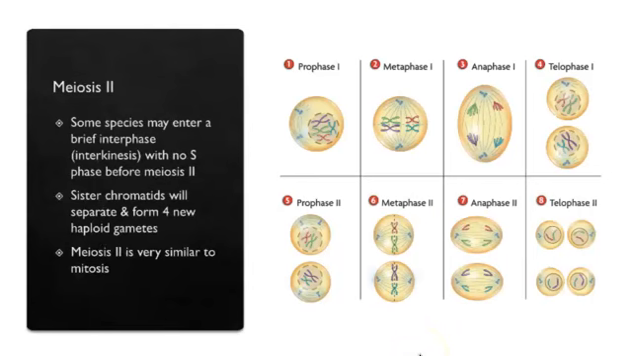Now let's move into meiosis 2. So after the first division, we have our two haploid cells that can enter a short resting phase. It's called interkinesis. But unlike interphase and mitosis, there's going to be no S phase here. So in other words, no DNA replication takes place before meiosis 2 begins. And the whole goal of meiosis 2 is to separate the sister chromatids.